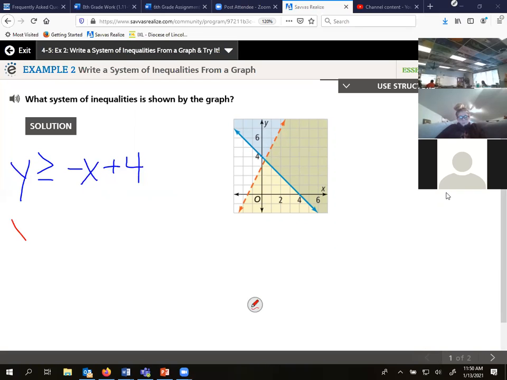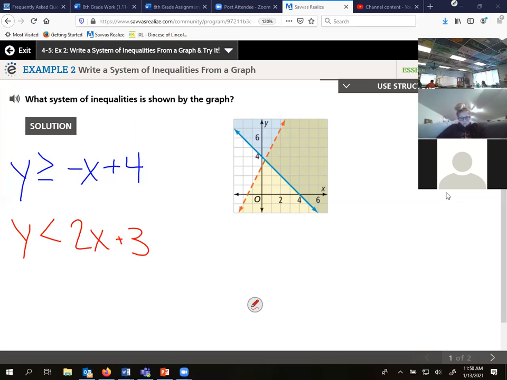Okay, now on to the orangey one. Where does it cross the y-axis? 3. What is the slope of that line? 2. Could be 2x. Did we shade above or below the line? Below. So is that greater than or less than? And is it solid or dashed? So we'll do it like that.